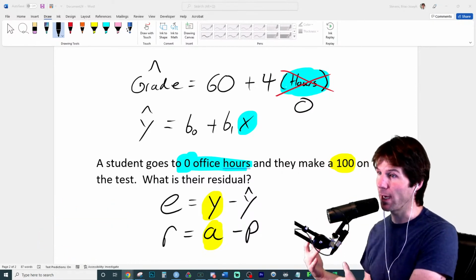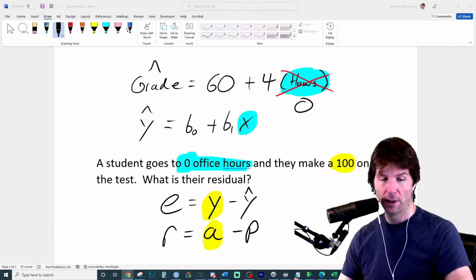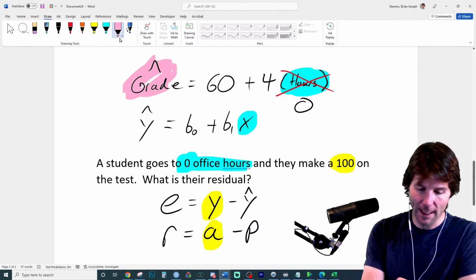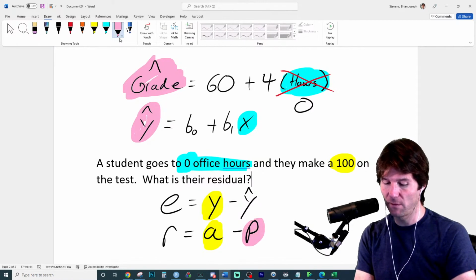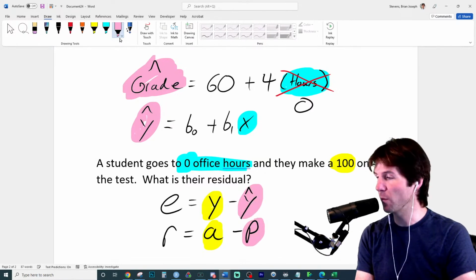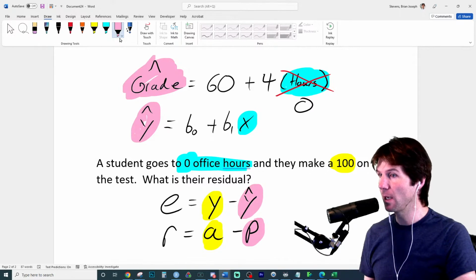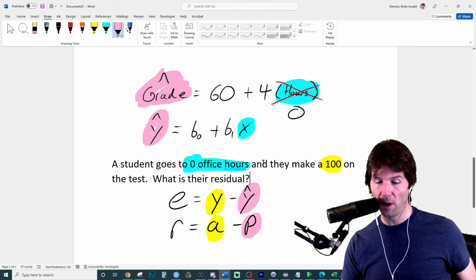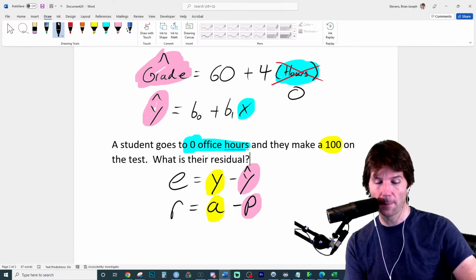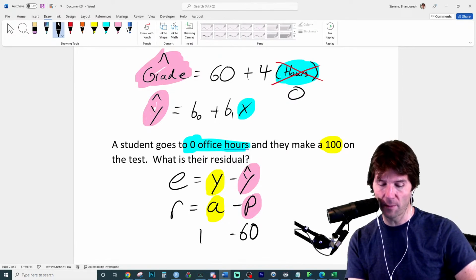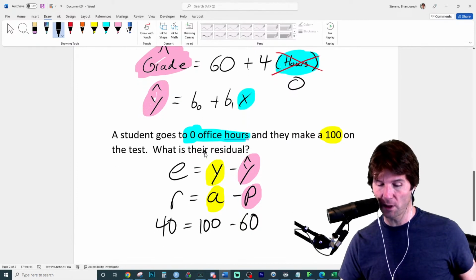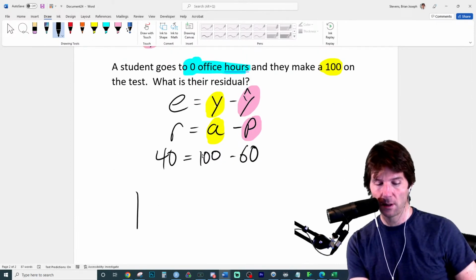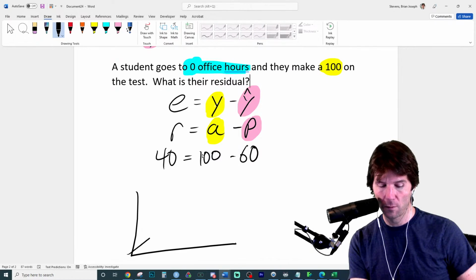So if you have Y, that's the actual value. But when you do Y hat, that is the predicted value from the equation. We have to solve for that. So we predict that they would make a 60. We subtract that from them actually making a 100 and explain to me in words what the residual means. And we'll view it here visually. Here would be the student right here.